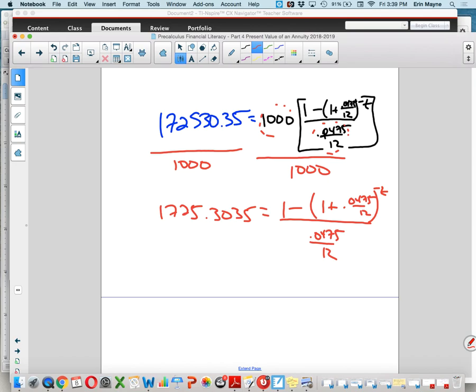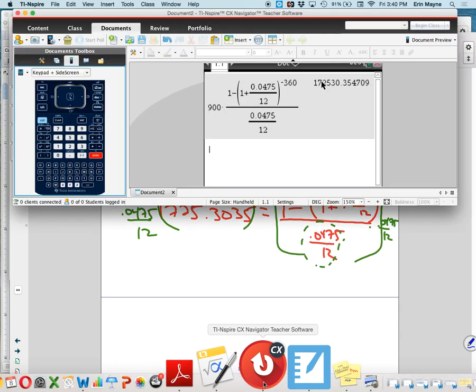The good news is, just from working with some of you last week, I am aware you're in pretty good shape when it comes to solving. I know most of you know that we have to multiply by this to get rid of it. So I'm going to multiply this side by 0.0475 all over 12 here and here. So if you're following along on your calculator, I'm going to take this amount, divide by 1,000.